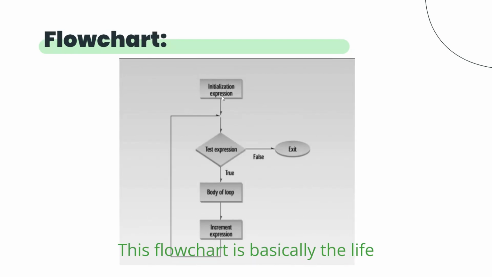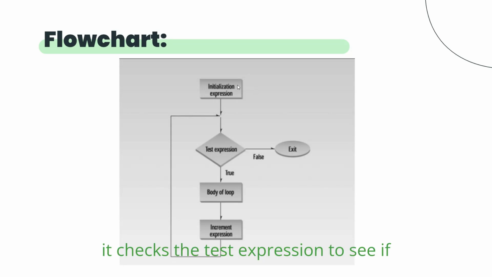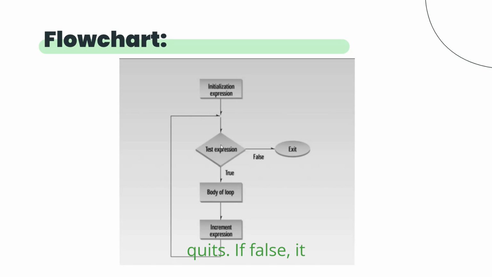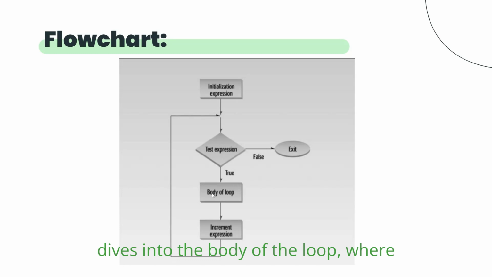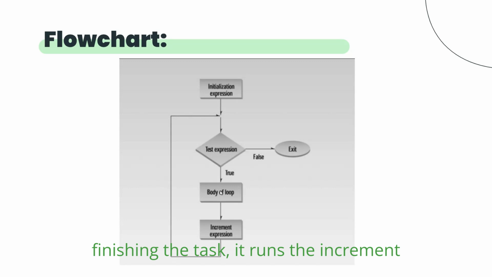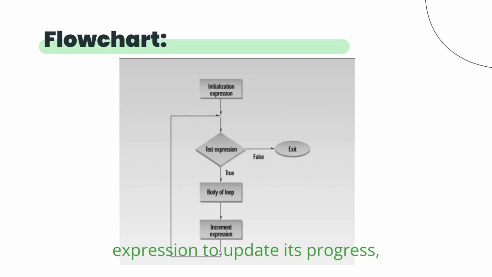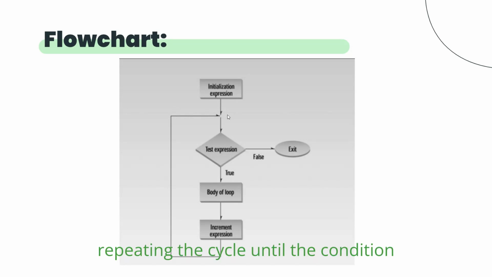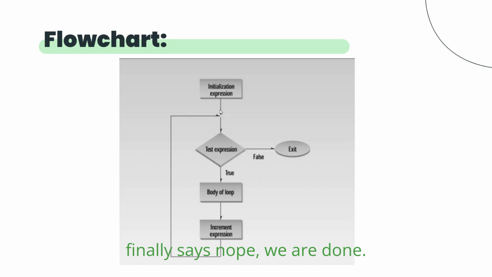This flowchart is basically the life story of a loop told in steps. First, it kicks off an initialization expression, then it checks the test expression to see if the loop should keep going or call it quits. If false, it gracefully exits. If true, it dives into the body of the loop where the real action or work happens. After finishing the task, it runs the increment expression to update its progress and then jumps back to test again, repeating the cycle until the condition finally says nope, we are done.